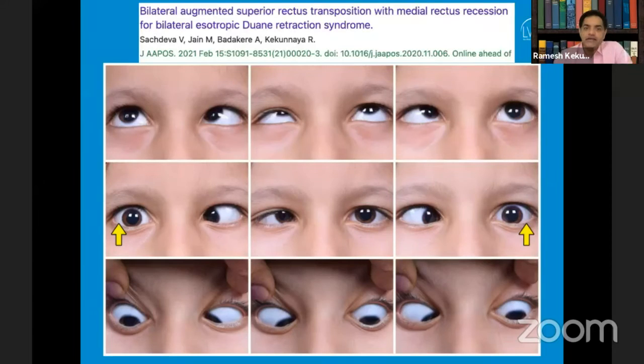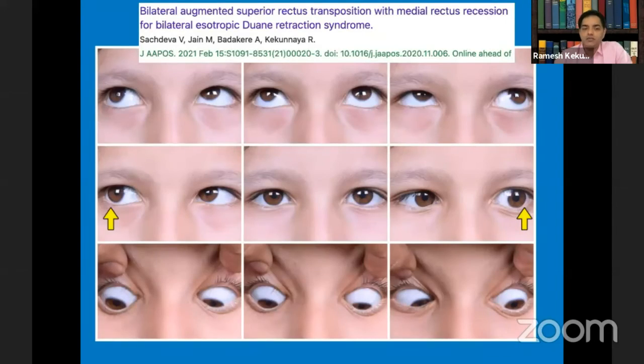Recently, what I do is a bilateral SRT in them along with MR recession, similar to what we have done for this bilateral Duane syndrome. You can see alignment as well as improvement in their abduction. That's what the surgical management is. Otherwise, they behave very, very similar to bilateral Duane syndrome, that is esotropic. Usually, they don't have any kind of fibrotic band or anything.